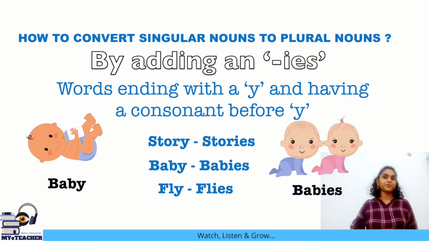If the word ends in a Y but the second last alphabet is a vowel, for example, key or monkey or donkey, we simply add an S. We do not take out the Y, we do not add IES. We simply add an S to the end. This is how you will know if the word ends with a Y, should I add IES or should I simply add an S? We first need to look at the second last alphabet, determine whether it is a vowel or a consonant, and then go ahead.